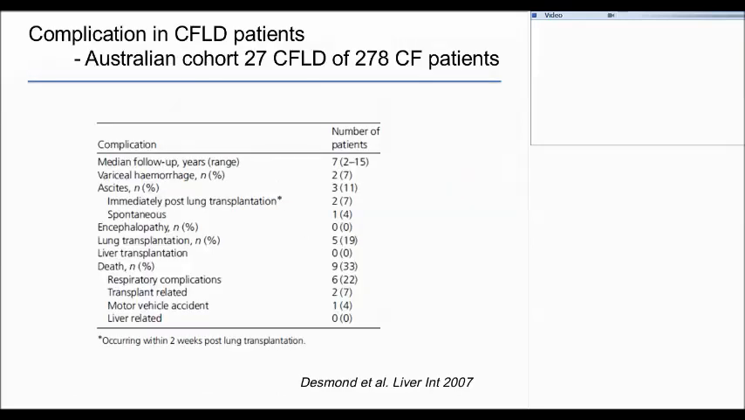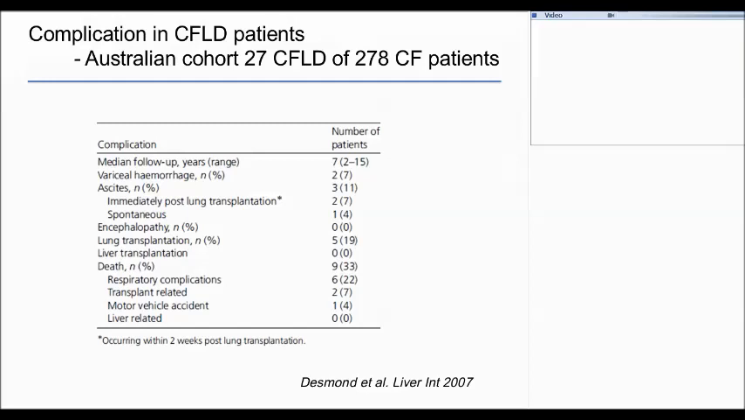So what happens actually then to those with severe liver disease? What is the outcome? Does it make a difference for these patients? There have been a couple of cohort studies looking at the outcome of patients with severe liver disease.